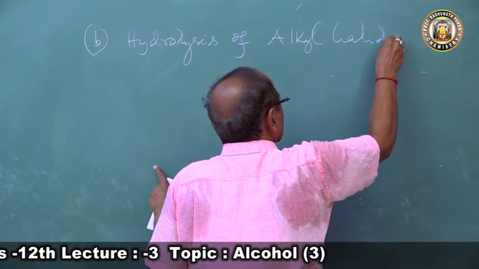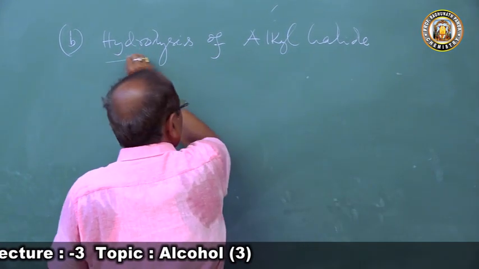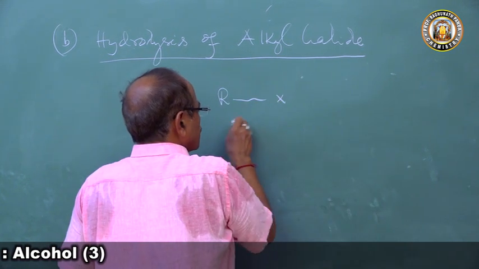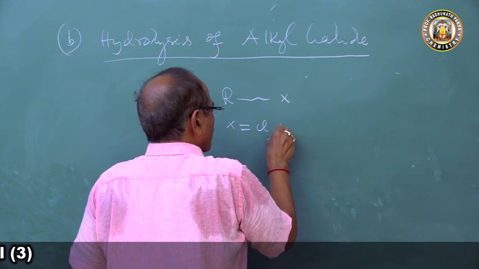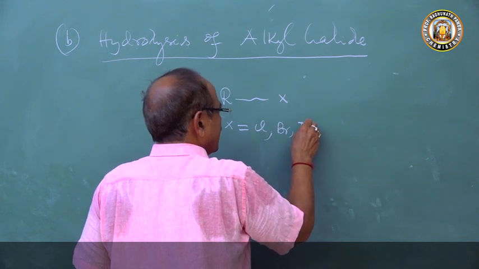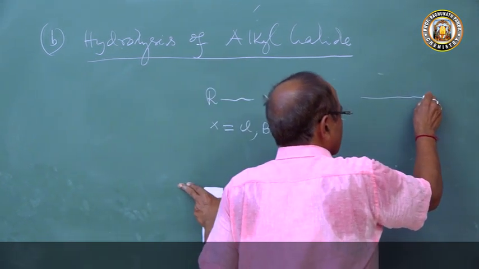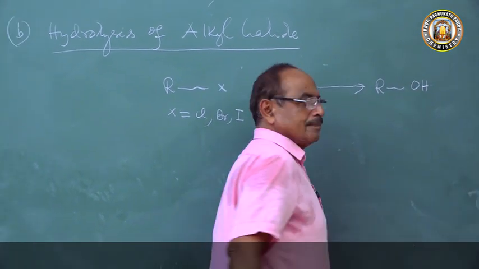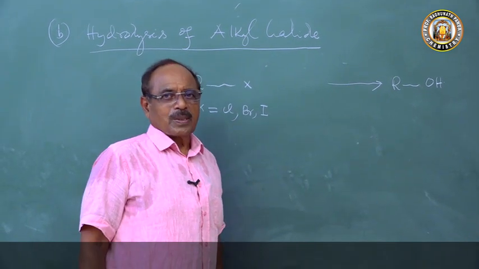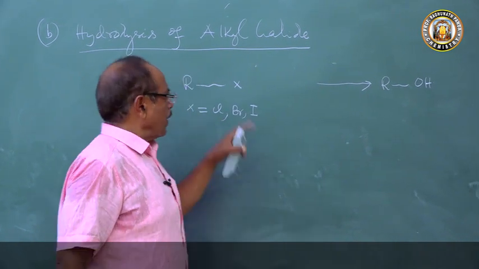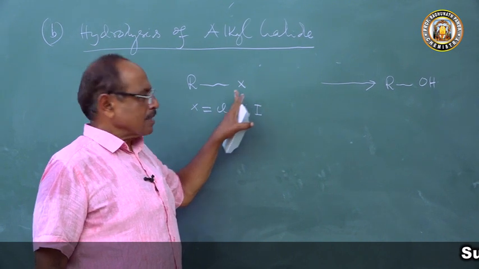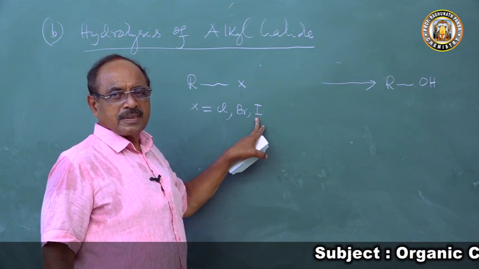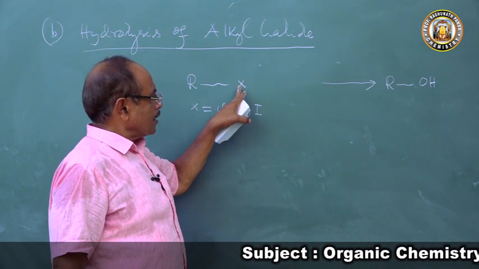Alkyl halide is also called haloalkane. It is RX, the alkyl halide. So X is either chlorine, bromine, or iodine, and we want to prepare alcohol from this. So what will we do now? We have to remove X. What is X? Maybe chlorine, bromine, or iodine.